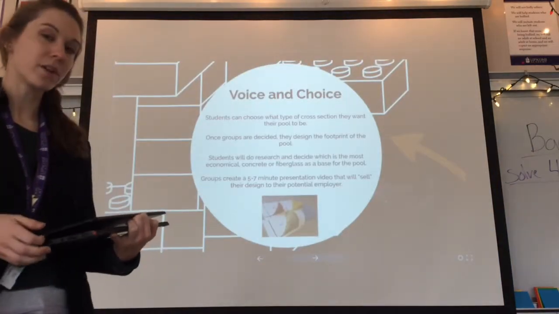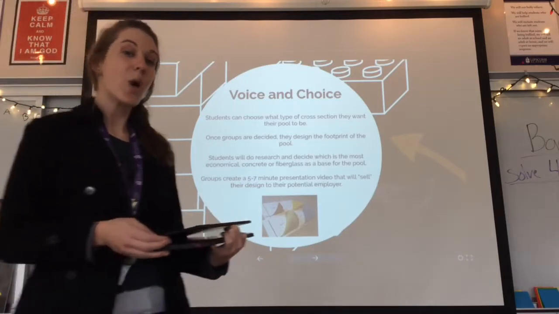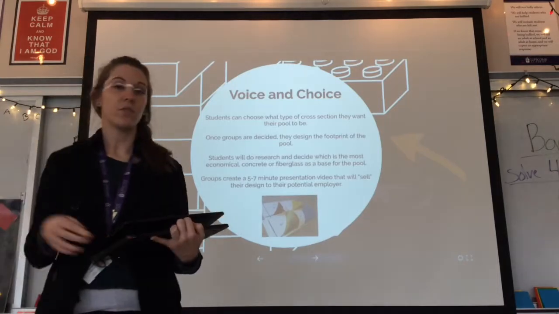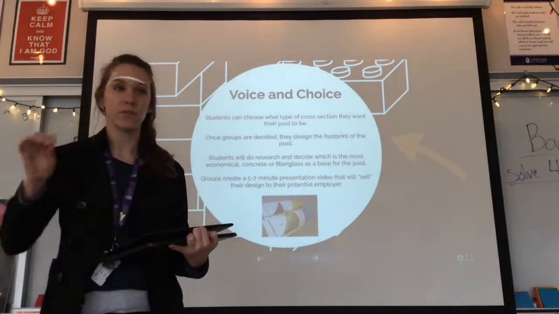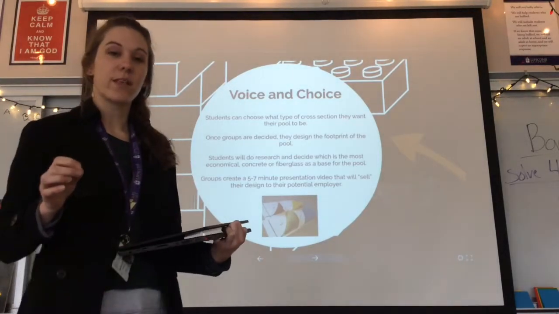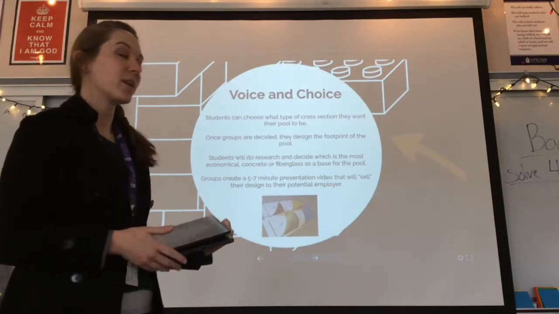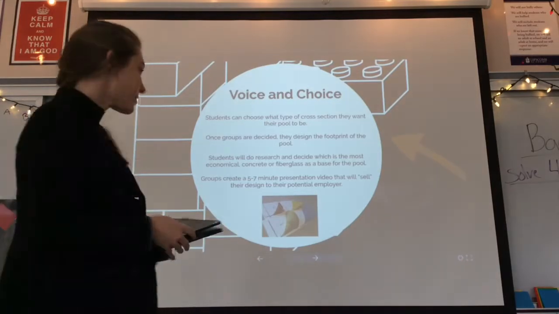Voice and choice. Students are going to be given a chance to choose what size and shape of pool they want. Once they decide the footprint, because there are a couple different types of footprints that we learned about in calculus, I'm going to let them pick which of those 4 options they want to choose. And then I'm going to assign them in groups based off of that choice.